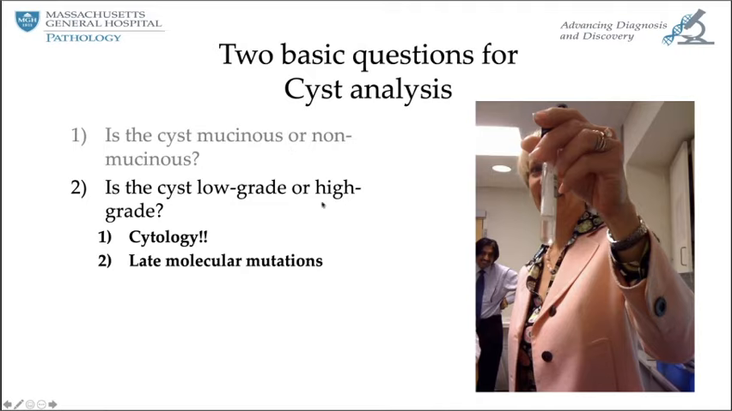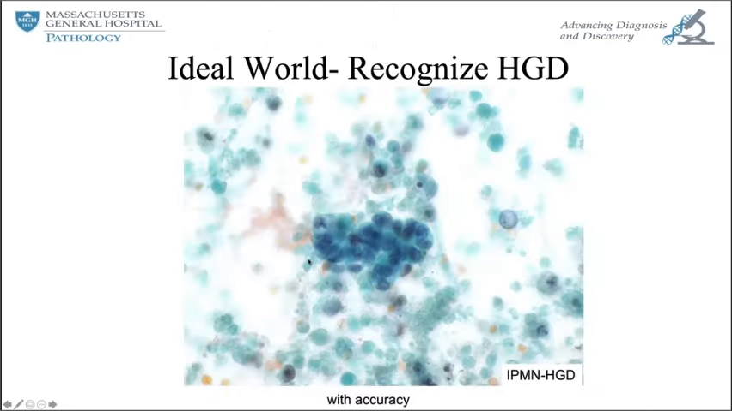Now let's go to question number two. Is the cyst a low-grade, low-risk cyst that can be monitored conservatively, which is often the case and desired in patients that are high risk for surgical resection? And we use cytology. That's going to be the best test, and molecular mutations can be a helpful ancillary test. The ideal would be to recognize high-grade dysplasia, high-grade atypia in these mucinous cysts with accuracy.